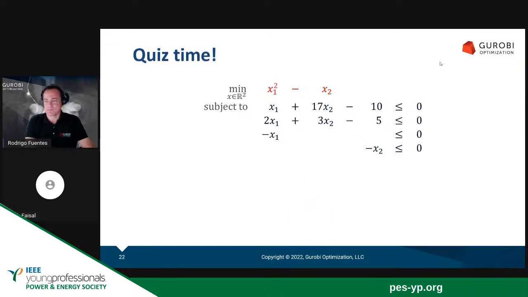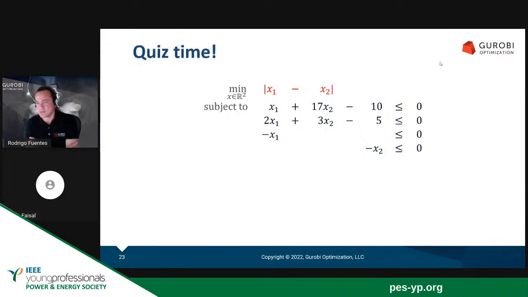What about this one? Okay, this is not a linear programming problem because we have a quadratic term in one of the functions in the objective function, x1 squared, and that makes the problem nonlinear. We have a nonlinear term, therefore this is not a linear programming problem.